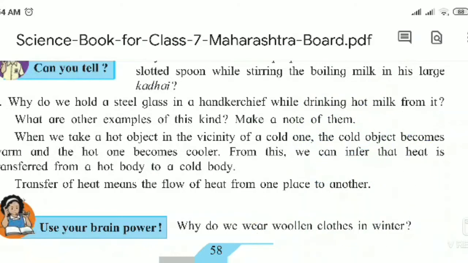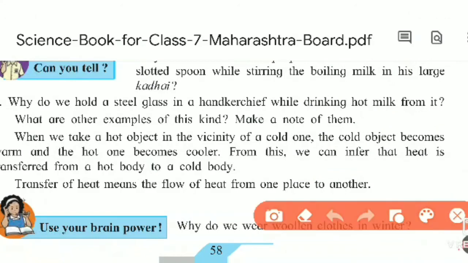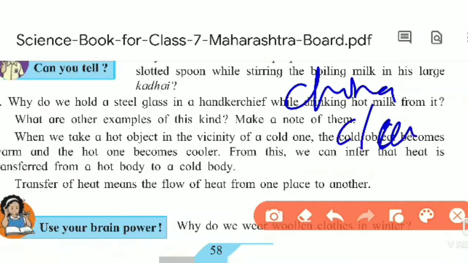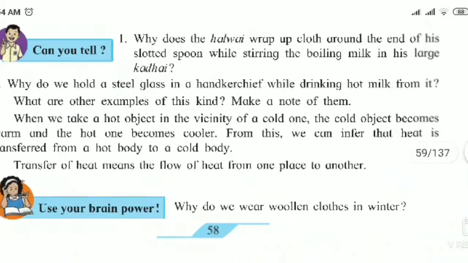So if you see, the cups and saucers that we have at home, what material are they made of? That is china clay. China clay is a bad conductor of heat. So if you are using china clay cups and saucers, we can hold them properly.